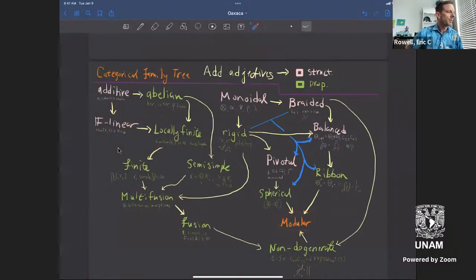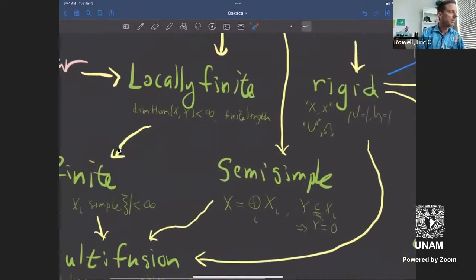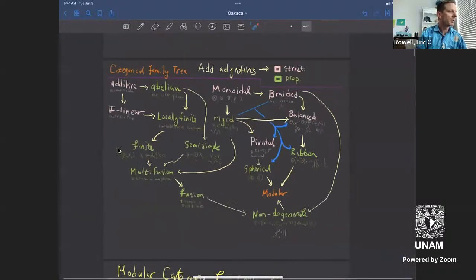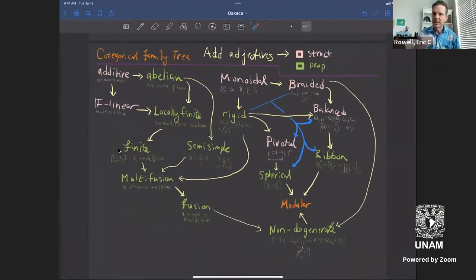So the structures you can see: it's additive, and then you require it to be abelian, that's a property, and locally finite, which just means that some spaces are finite dimensional. You see here. And then we also require it to be semi-simple, which means every object is a direct sum. And then finite, meaning there are finitely many simple objects. And then we can start over here, kind of independently.